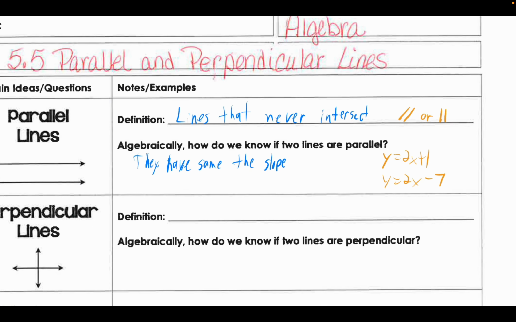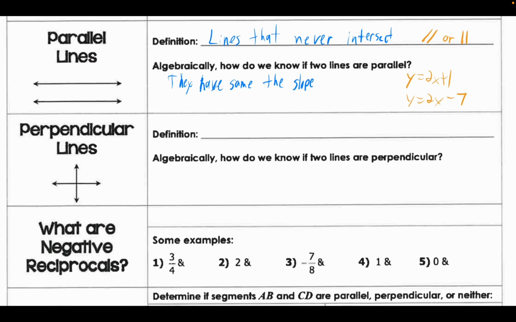So then we also have perpendicular lines. Perpendicular lines intersect, but they don't intersect in just any way. They specifically are lines that intersect or cross or touch or however you want to call it, at 90 degrees, which we call right angles.